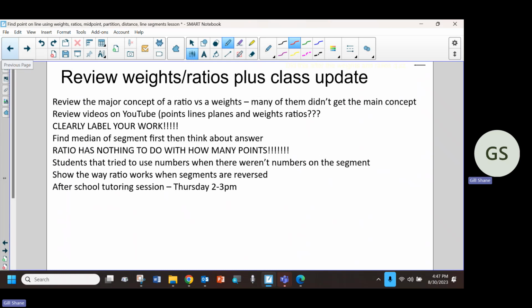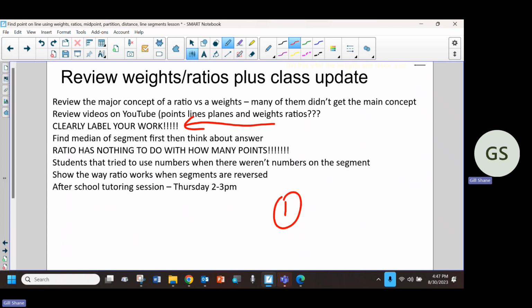Oh, clearly label your work. A lot of people are doing a little bit of work, or they're doing a lot of work, but they're putting it all over the place. I have no idea what problem it goes with. You've got to be clear. I'm not going to look forever for work. I've got 100-something papers to grade. I can't sit there and spend 20 minutes trying to find your work. You need to very clearly write problem number 1.